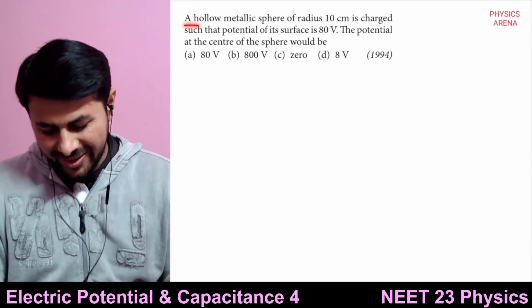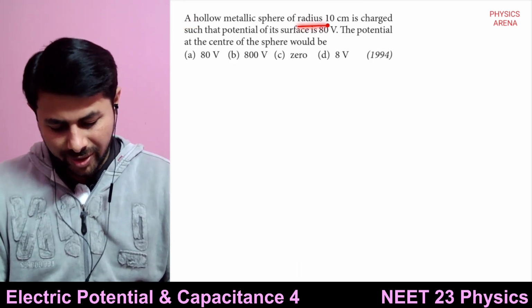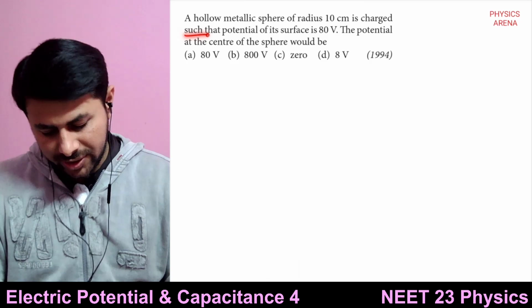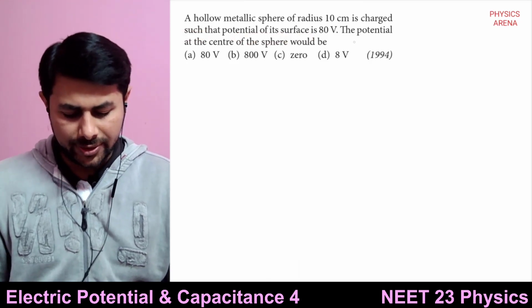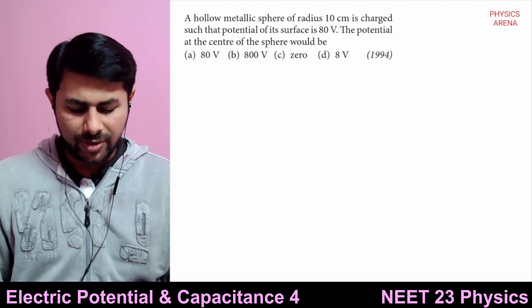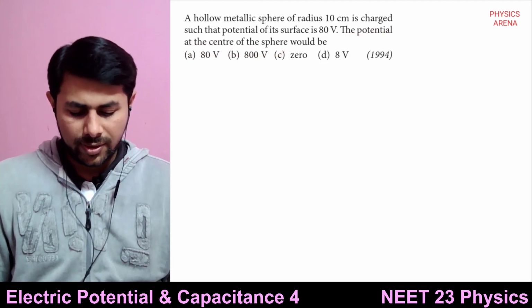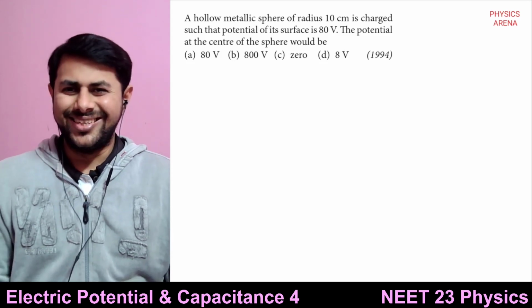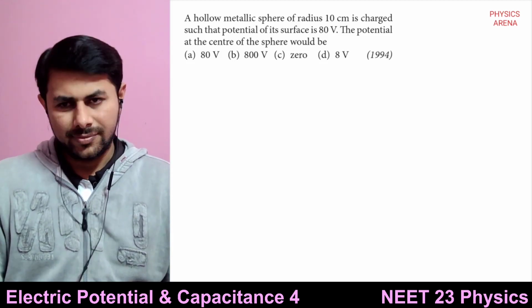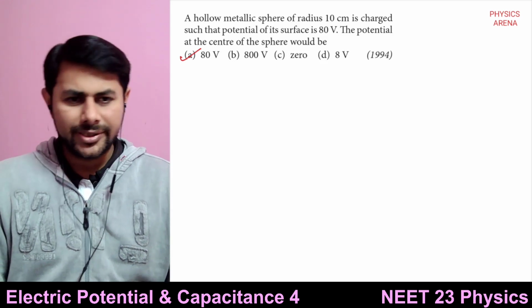So let's see this one. A hollow metallic sphere of a radius 10 centimeter is charged such that potential of its surface is 80 volts. The potential at the center of the sphere would be. Tell me, you can solve this like this. Okay. So 80 volts.